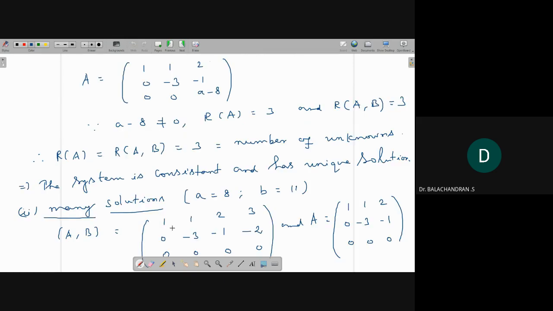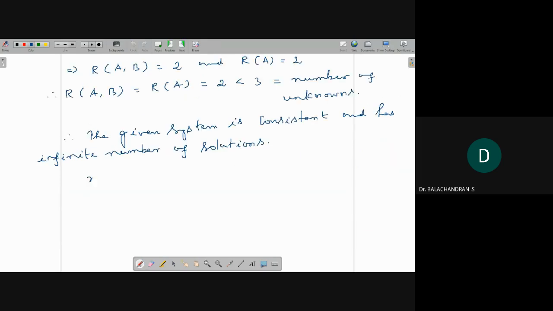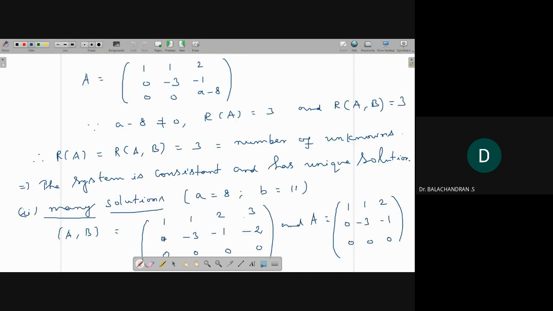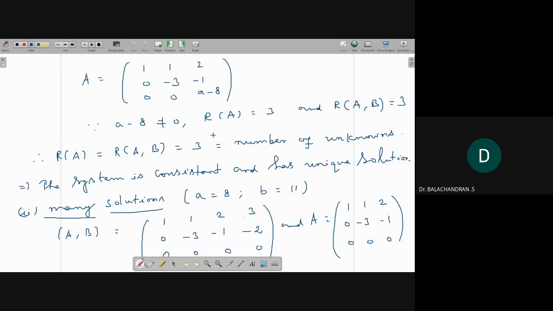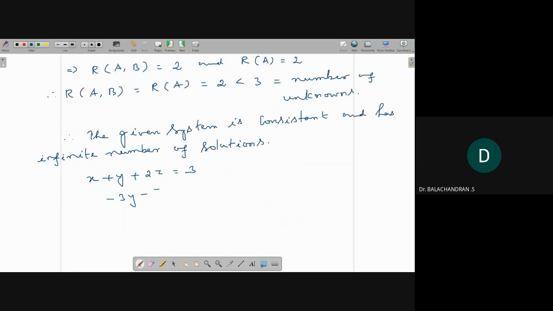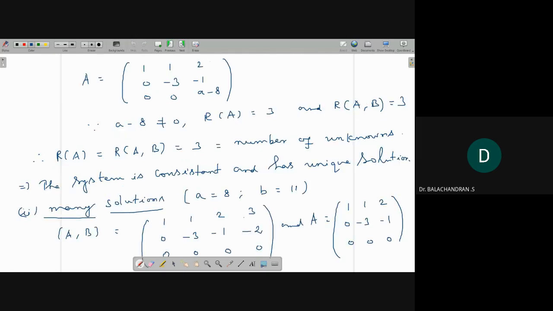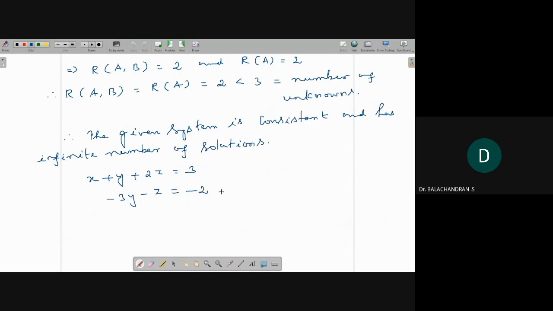So from the first row, we have x plus y plus 2z equal to 3. From the second row, 0x minus 3y minus z equal to minus 2. Third row, everything is 0. So from this, minus 3y equal to z minus 2.